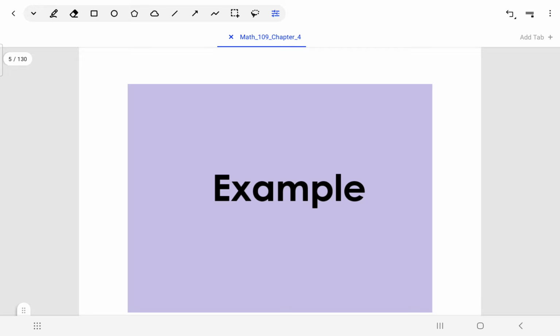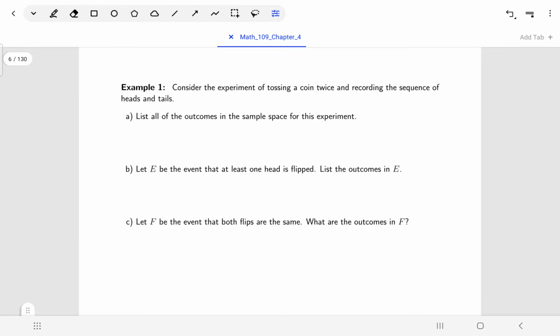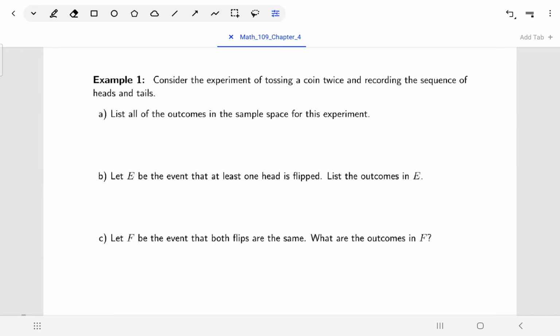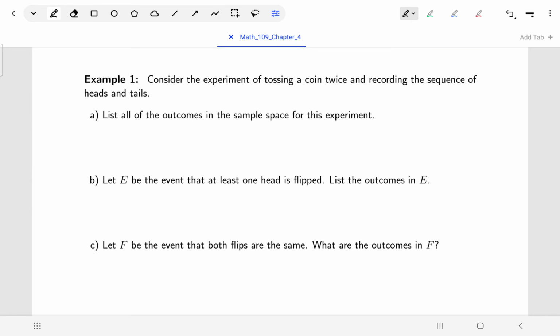Okay, let's do an example. So for this one, it's not maybe the most exciting experiment in the world. We're just tossing a coin twice, and we are going to record the sequence of heads and tails that we might observe. So I'm going to list all of my outcomes.